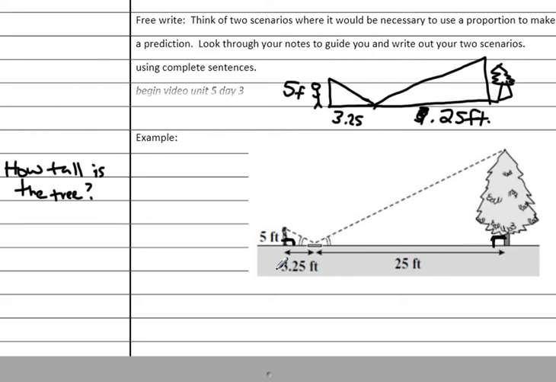So because these triangles that have been formed are similar by the angle-angle postulate, we can set up a proportion. So if we call the height of the tree x, then we're just, again, matching corresponding parts to set up our proportion. So the height of the person, 5 feet, over the height of the tree, we don't know yet, we'll call that x, is going to equal the person's shadow, 3.25, over the tree shadow, 25. Alright, so go ahead and pause the video and see if you get what I get after cross multiplying.